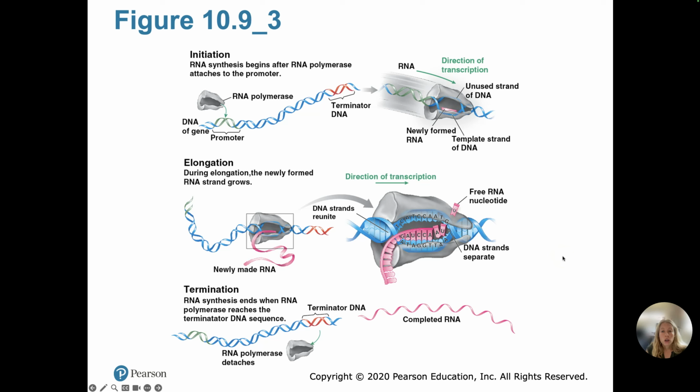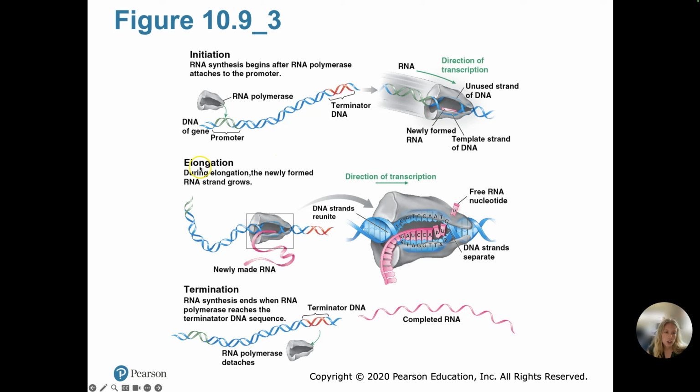So this is an overall overview of transcription. Transcription takes place in 3 phases. We have initiation, which is the first phase, elongation, which is the second phase, and then termination, which is the third phase. In initiation, RNA synthesis begins after RNA polymerase attaches to the promoter, like we already talked about. DNA will unwind and then RNA polymerase will use the template strand to create a new single-stranded RNA.